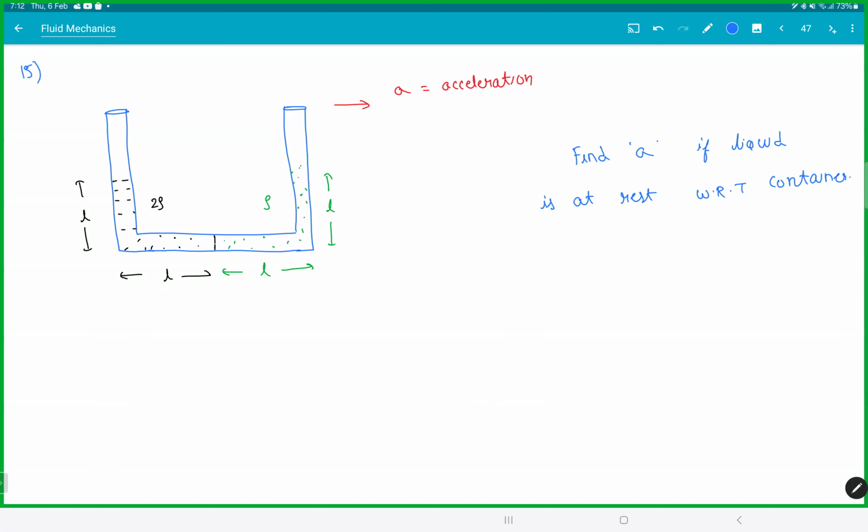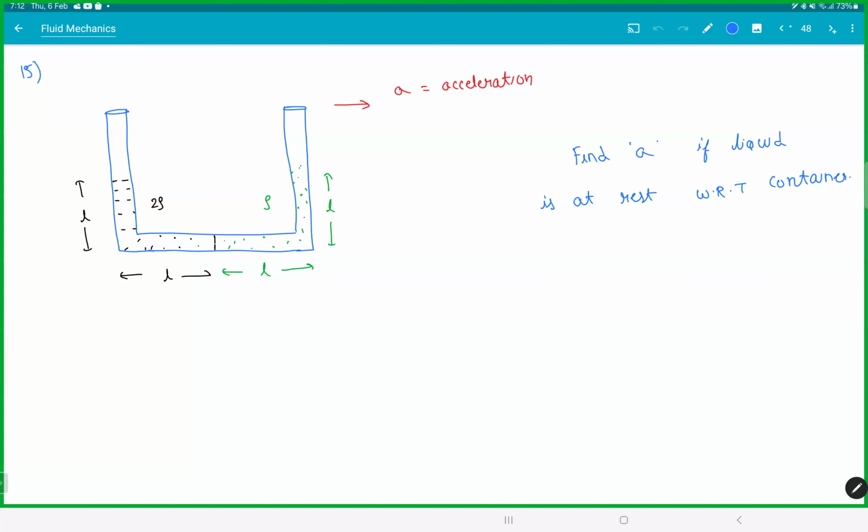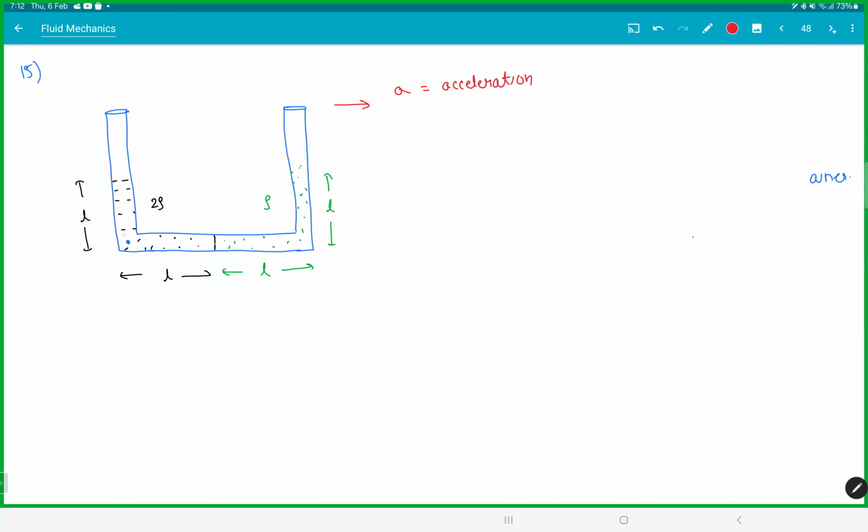Any answers? Right, we have one answer, everyone. Like I keep saying, if something is at rest with respect to the container, I'm asking you to draw an FBD. Let's take this point here, A, and let's take this point as B. This was rho, this was L.